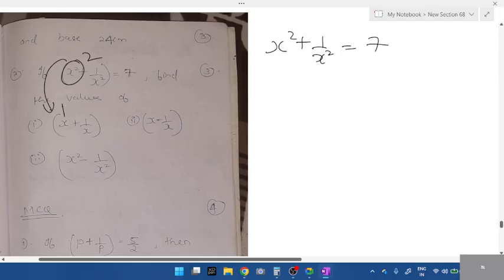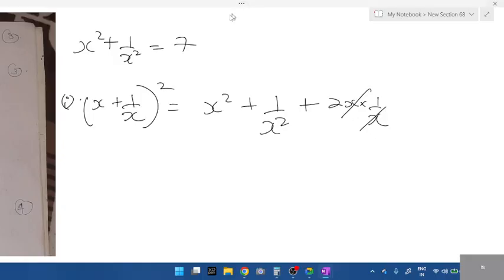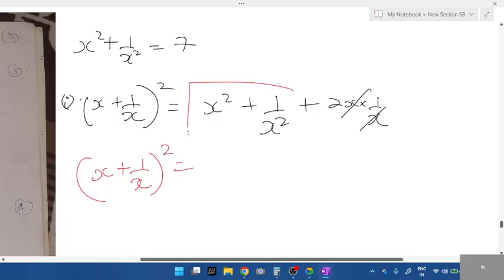What method do we use? Perfect square, right? Which one has degree 1? Take that. Don't take x square. Take x plus 1 by x. See, it's just the opposite one. Square it. What does it look like? x square plus 1 by x square plus 2 into x into 1 by x. Strike it out. Usually we have x square plus 1 by x square value, right? That is what we need to find. It's not given. Keep it as it is. What is this value here?